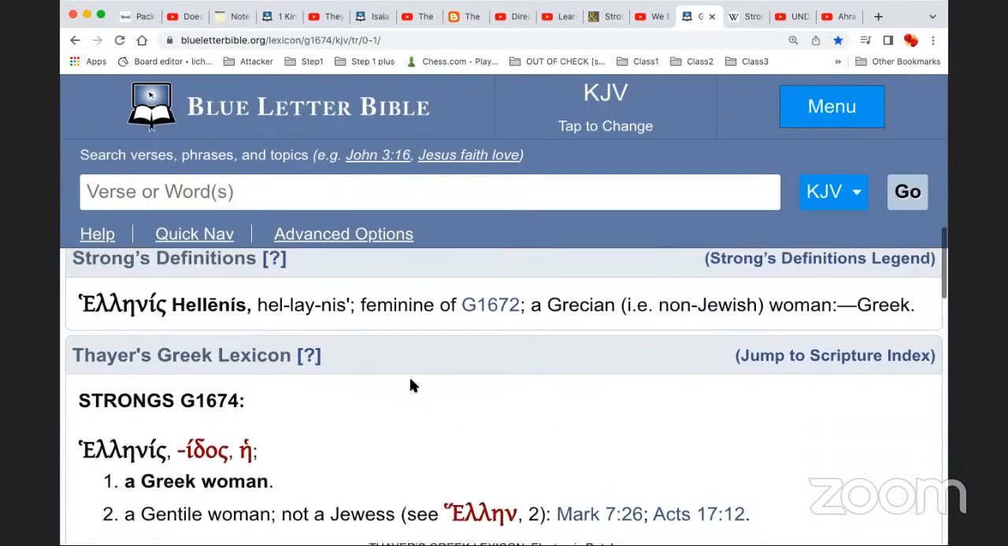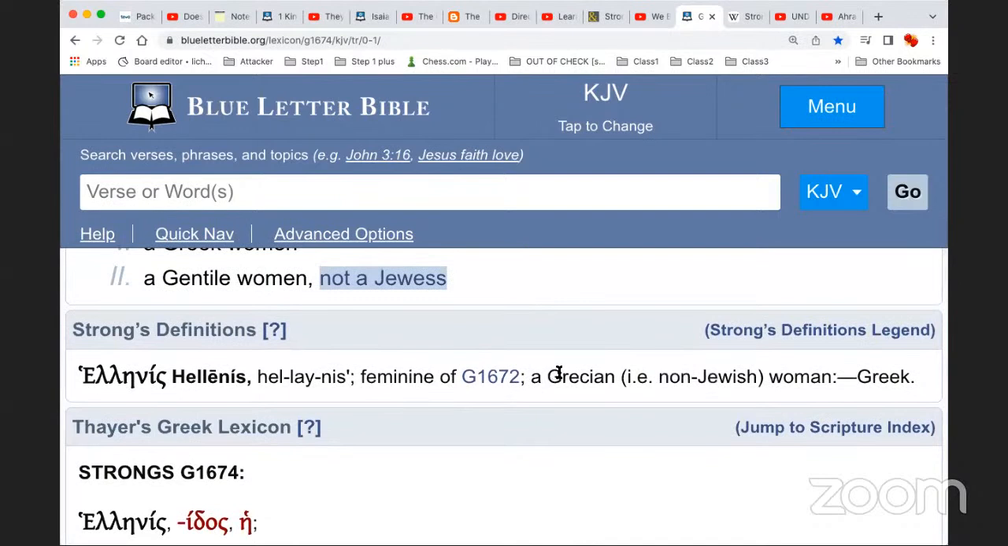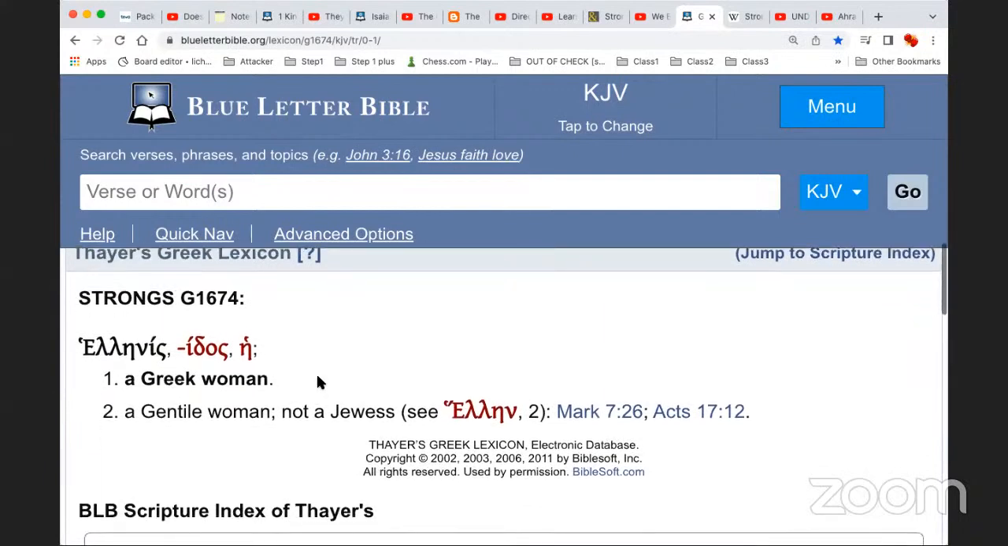Okay, so now we go to the Strong's definition. Strong says a Grecian, that is, a non-Jewish woman, a Greek woman. Everybody but a Jew. That ain't good for you? Let's go to Thayer's lexicon. Now, this reigns supreme: a Greek woman, a Gentile woman, a non-Jewish. Everybody knows that this is somebody else. This is not a Jewish woman.